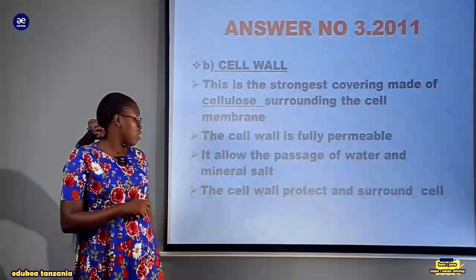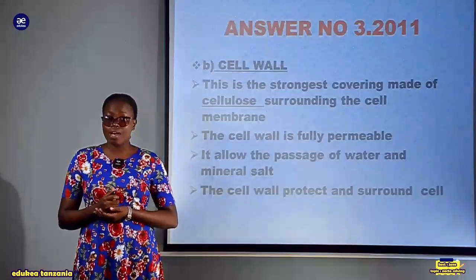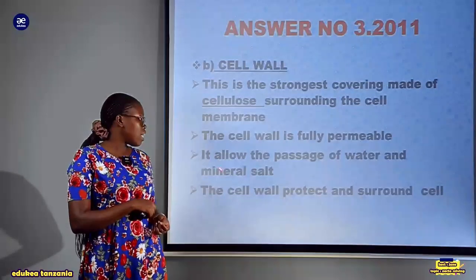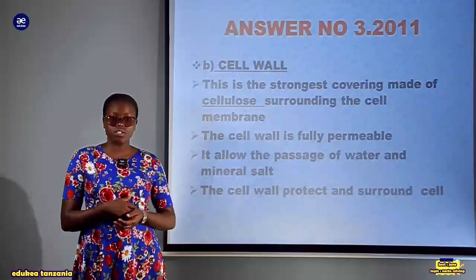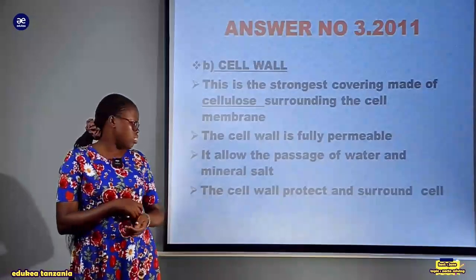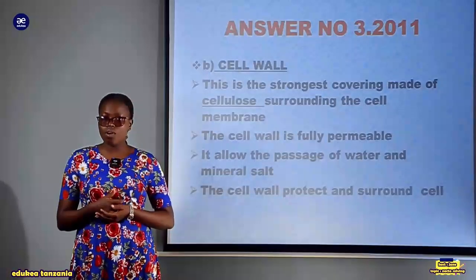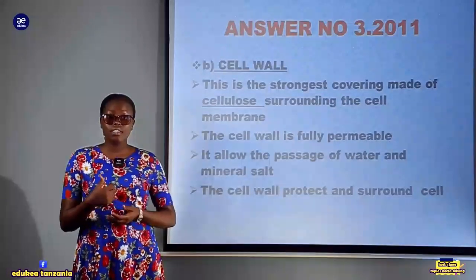So the cell wall is fully permeable, meaning that it allows all substances to pass. It allows the passage of water and mineral salts. Also, the cell wall protects and surrounds the cell. So the function of the cell wall is to surround and protect the cell.